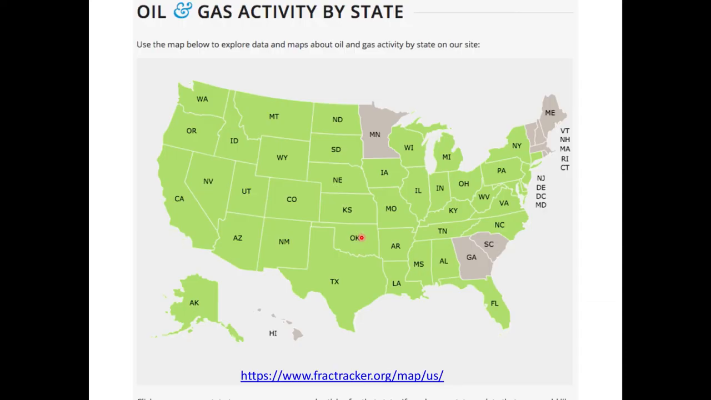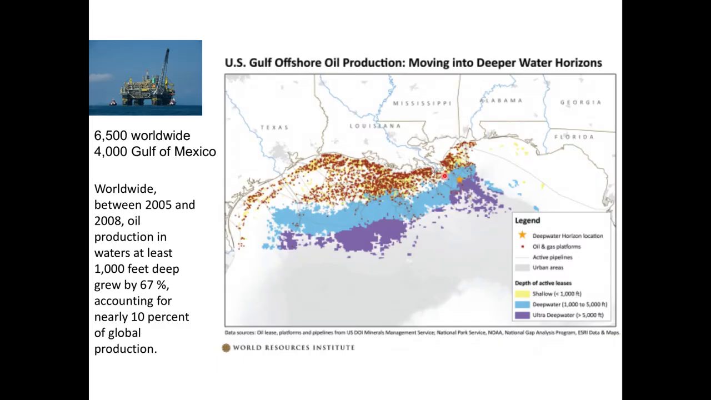You can Google this on your own time, but I put this here if you're interested. You can go to this website, fracktracker.org, and you can actually search by state, and you can find oil and natural gas wells, if you're interested, anywhere in the country. And in particular, you might be interested to find out how close you live to an oil or natural gas well.